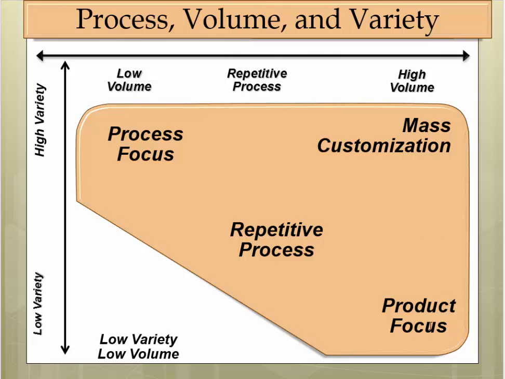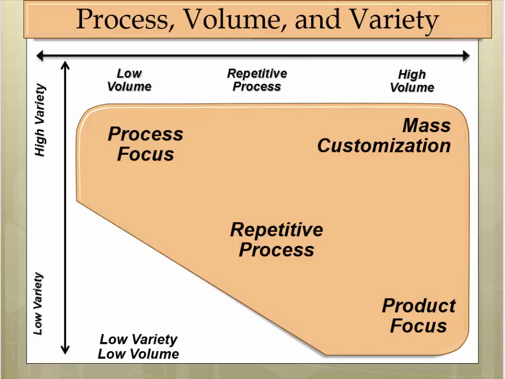And then down here we have the product focus, where the product essentially flows through the plant. And here we generate lots of product at a low cost. So we don't have very much variety, we have low variety and high volume. And then kind of in the middle here is this repetitive process, where we have some variety, but pretty high volume.